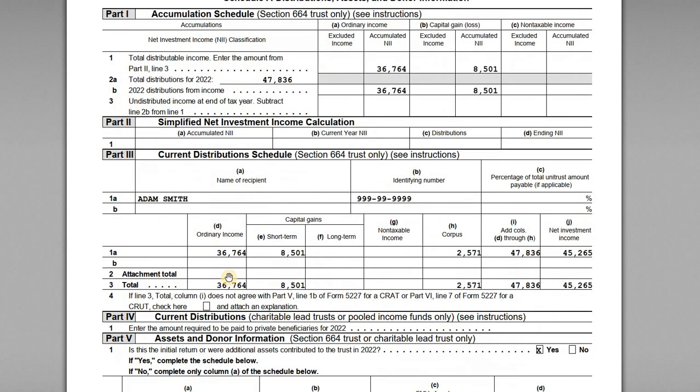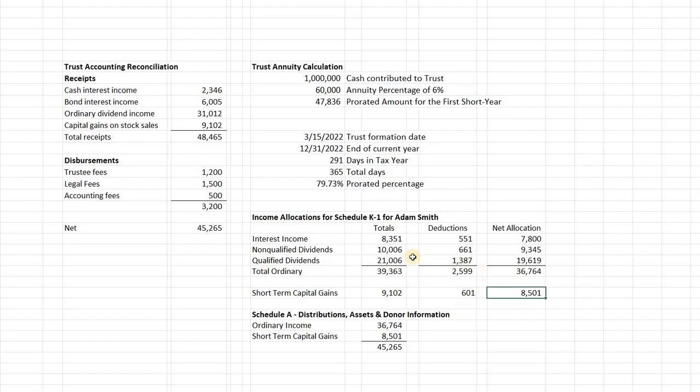We can see here that the ordinary income is $36,764, but it comprises interest, ordinary dividends, and qualified dividends. That's the part we have to break out, so we go back to this sheet. It provides a little more help because we can see the total ordinary income allocation and the pieces. We took the gross amounts after we allocated those deductions on page 1. We've got the net allocation for each basket, so we can see what needs to be reported on the K1.